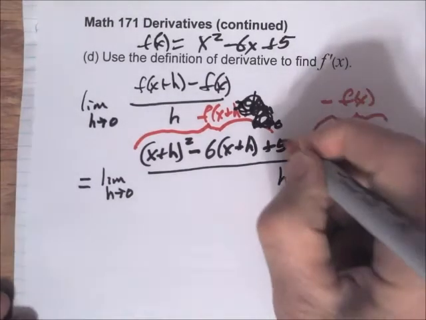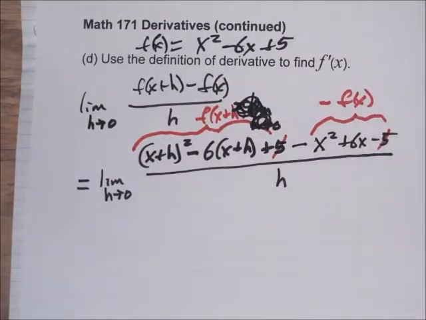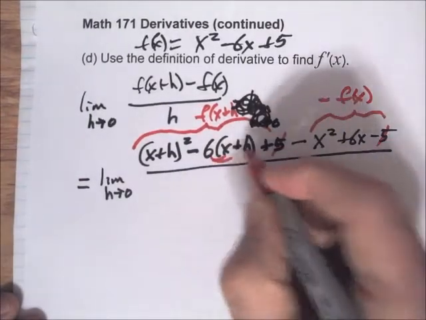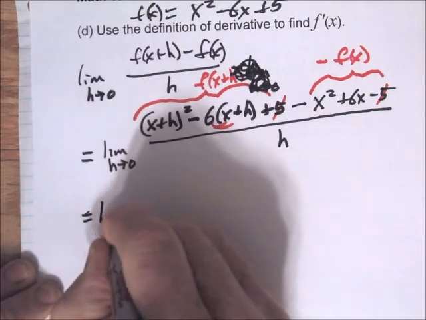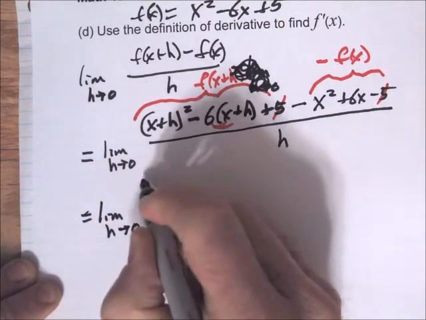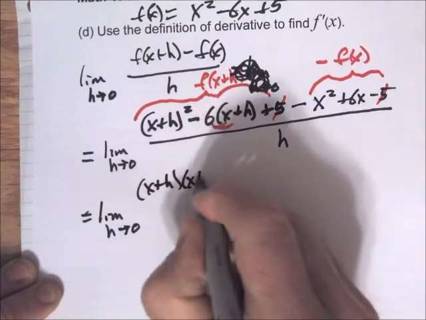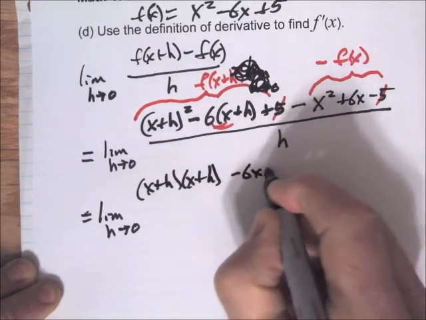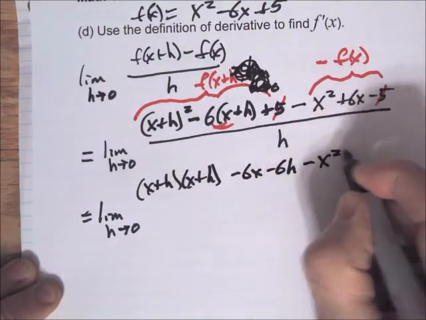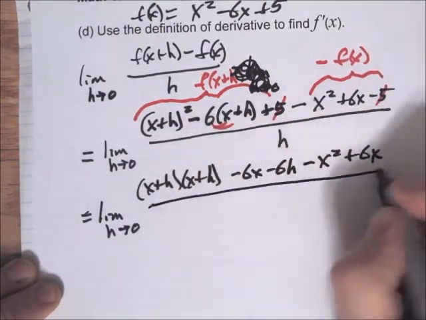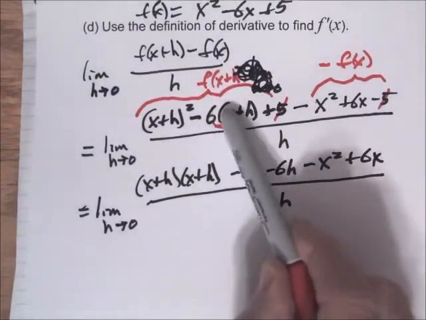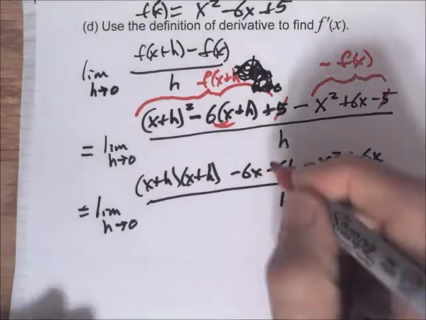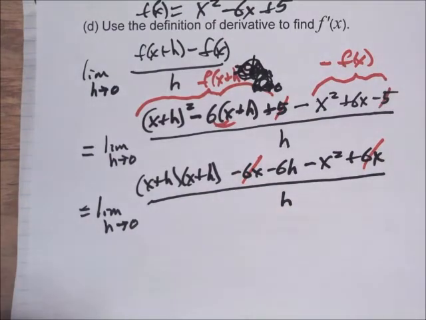so we can cancel the 5 and the minus 5, and we can distribute the 6. We expand the x plus h quantity squared. So we can rewrite this as limit h goes to 0. This is going to be x plus h times the quantity x plus h minus 6x minus 6h minus x squared plus 6x all over h. Okay, so I just distributed the negative 6 here, negative 6 times x, negative 6 times h. And now we can cancel the minus 6x plus 6x. That's going to be 0.